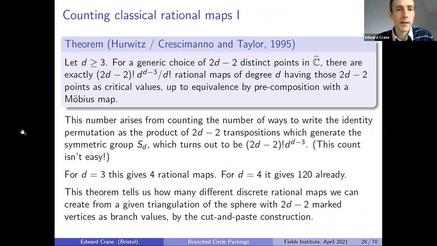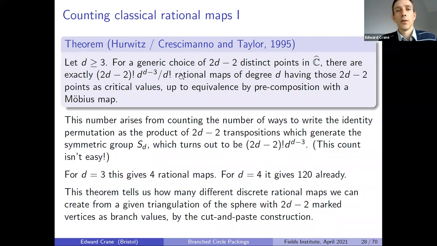Okay, so now some enumeration. If I have a rational map of degree d, then generically it has 2d minus 2 critical points. And if you map those under the function, then you get the critical values. So 2d minus 2 critical values, generically distinct.